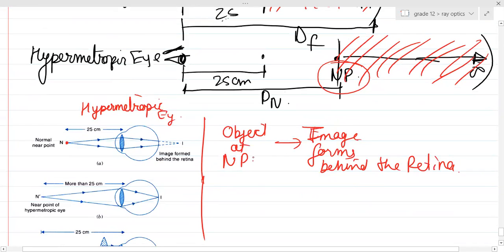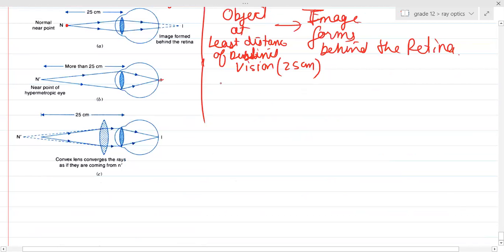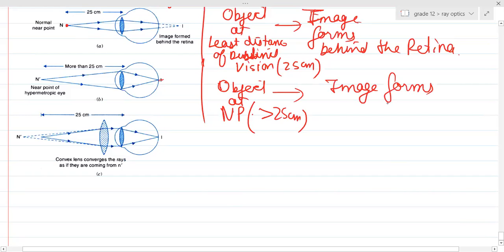So can you see when the object is at the least distance of distinct vision, which is basically 25 centimeter, then the image is forming behind the retina. But can you see in this example, when the object is at the near point, which is greater than 25 centimeter, then the image is forming on the retina. Yes or no, guys? Is it clear? Guys, is this clear? Yes, sir. Okay.